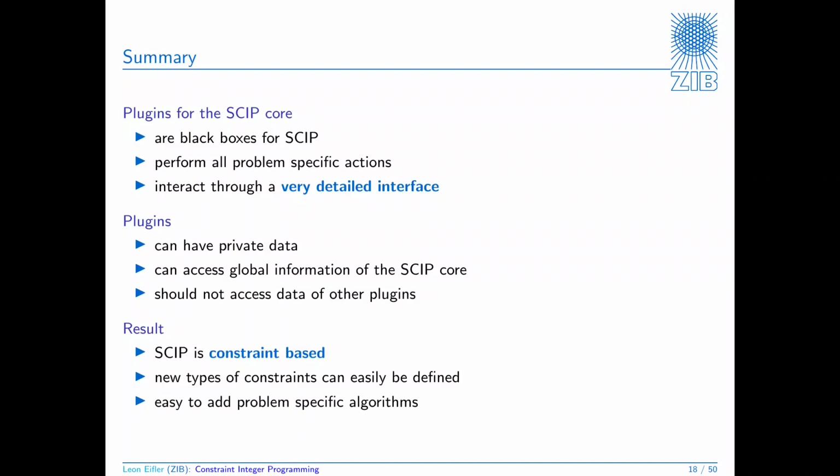To summarize, plugins are black boxes for the SCIP core. They perform all problem-specific actions, and they interact with the SCIP core through a very detailed interface. The plugins can have private data. So, for example, in our TSP example, we might include a data structure for the whole graph in the subtour constraint handler. That might be beneficial to find the subtours. The plugins can access global information of the SCIP core, but, and this is important, they should not access data of other plugins. Because if the plugins would communicate directly with each other, this would destroy some of the flexibility of being able to freely add, disable, and enable different plugins without destroying the validity of the whole software.